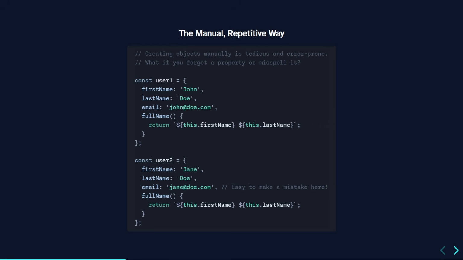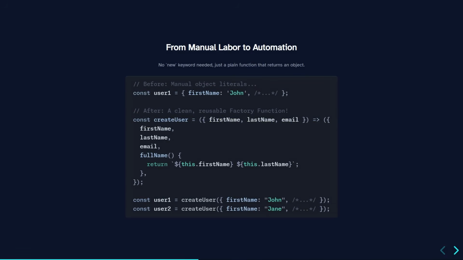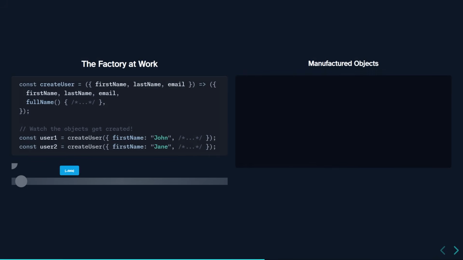This doesn't scale. The solution is beautifully simple. We create a factory function. Its only job is to receive raw materials, our data, and reliably produce a perfectly formed object every single time. The transformation looks like this. Instead of messy repeated object literals, we define one clean, reusable function called createUser. It takes in user data and implicitly returns a new object with the correct structure. No new keyword, no complex constructors, just a plain function that acts as our object factory. Now creating a user is as simple as calling our new function.